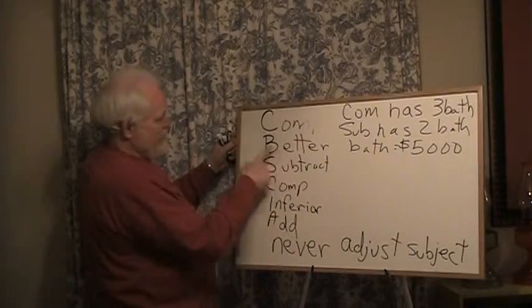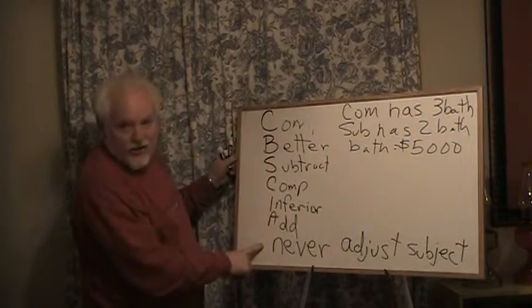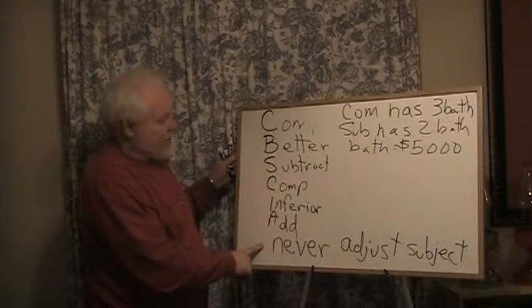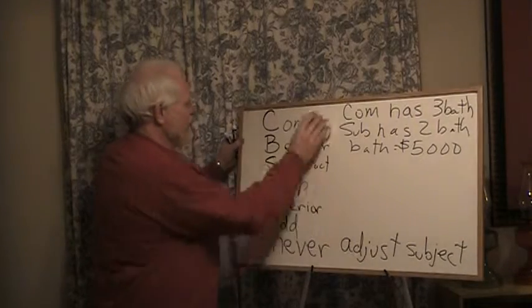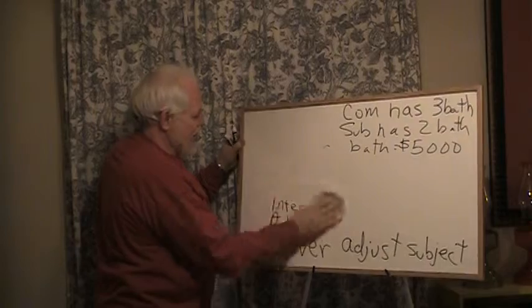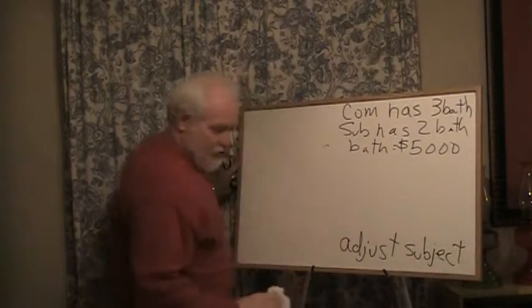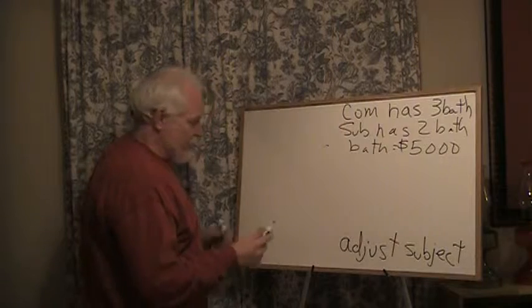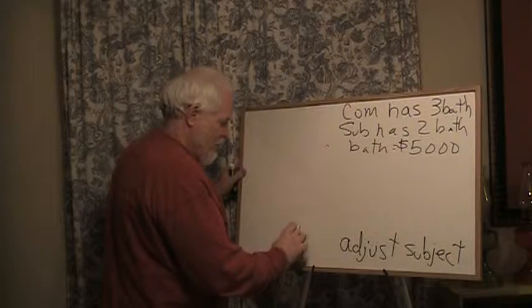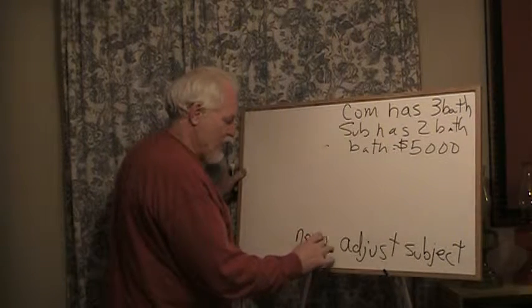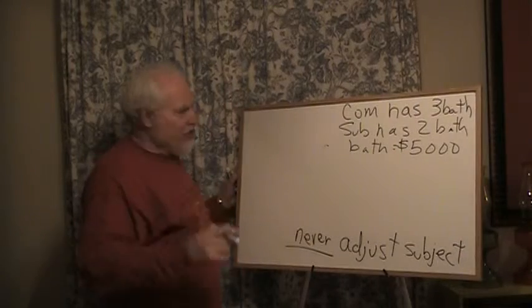Well, CBS CIA. I hope y'all got this written down because I'm fixing to erase it. So CBS CIA. If the comparable's better, we subtract. If the comparable's inferior, we add, and we never adjust the subject.